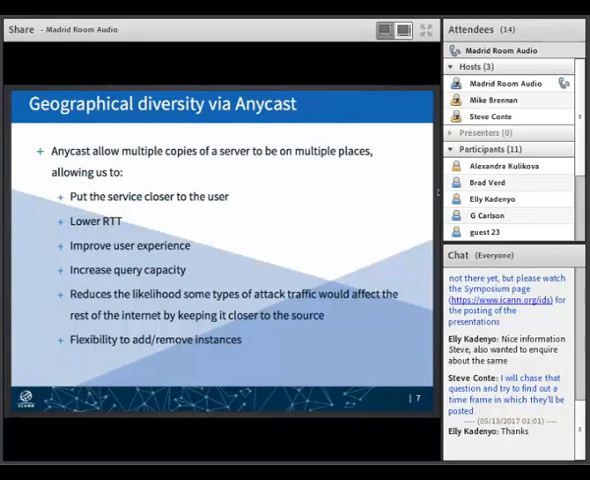As you might know, we're trying to use the geographical diversity provided by anycast and all the BGP that we can use, just because of the usual things: to put service close to the user, lower RTT, increase our query capacity, and reduce the likelihood of attacks. It is also more useful for us to add or remove instances or servers from specific locations without service degradation or interruption.